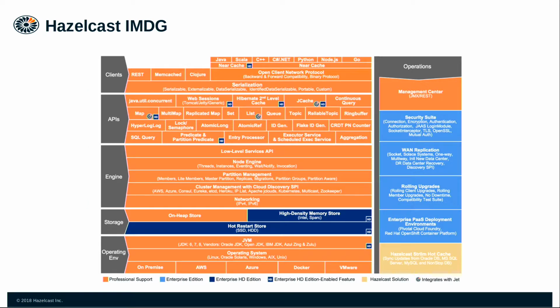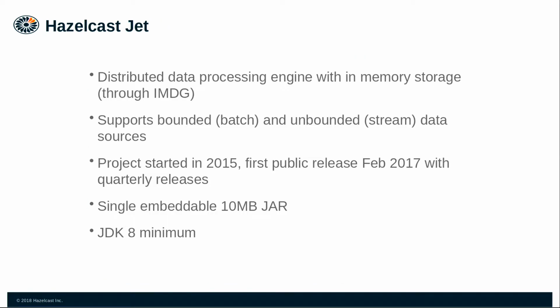And what Jet does, along with all these features, is use the IMDG as a core, meaning that for clustering purposes and for in-memory data storage, it is using the underlying IMDG features. But on top of that, it created a distributed data processing engine so that it can process the data in memory and store the data result, partial result or snapshots in memory through Hazelcast IMDG in the background. It supports both unbounded and bounded data processing.